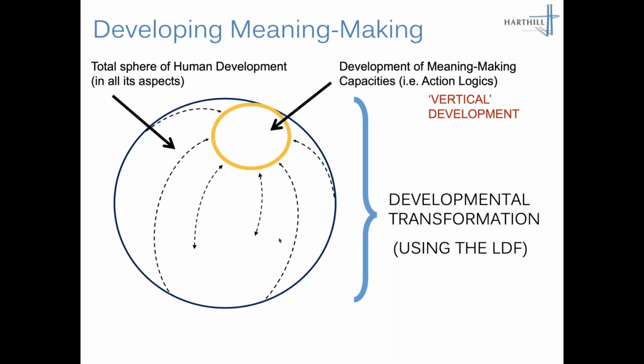So vertical development is this field of activity that specifically looks at how we grow our meaning-making capacity. And developmental transformation using the LDF effectively therefore touches on almost everything that we're engaged in and that we do, and especially if we're involved in activities like leadership, where we're always facing a lot of complexity, a lot of ambiguity, and therefore our meaning making is being stretched and tested continually.